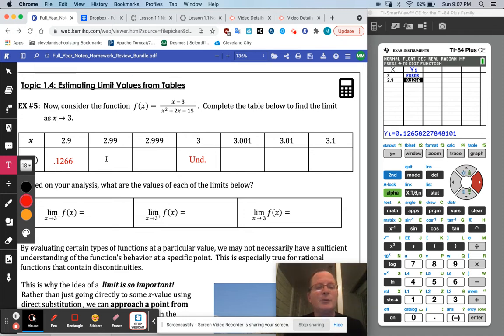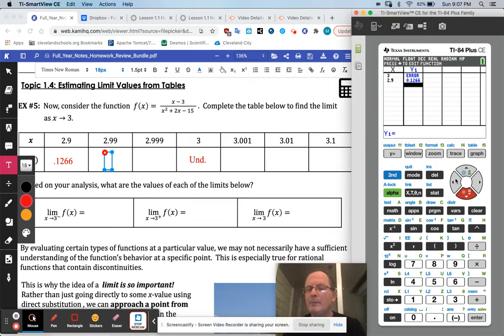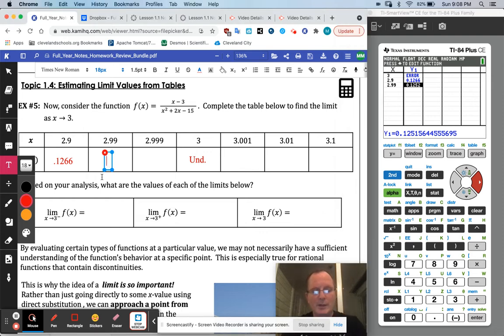Okay, 2.99. All right, so let's go here. 2.99. And if I arrow over that, I can get a better feel. But again, I'm pretty happy with that. 0.1252. That's fine. Okay, that'll work just fine for us. All right, let's go another one.